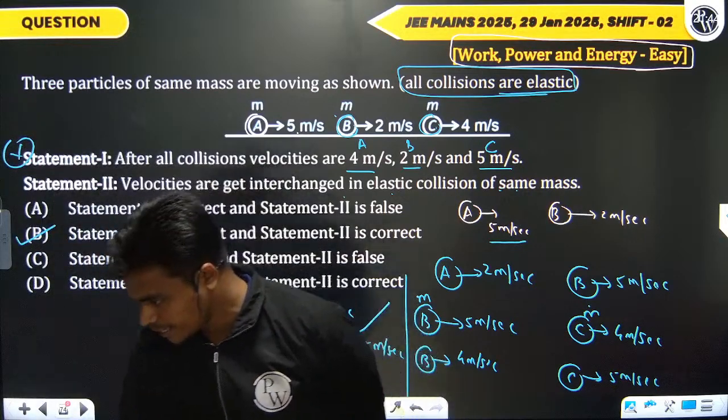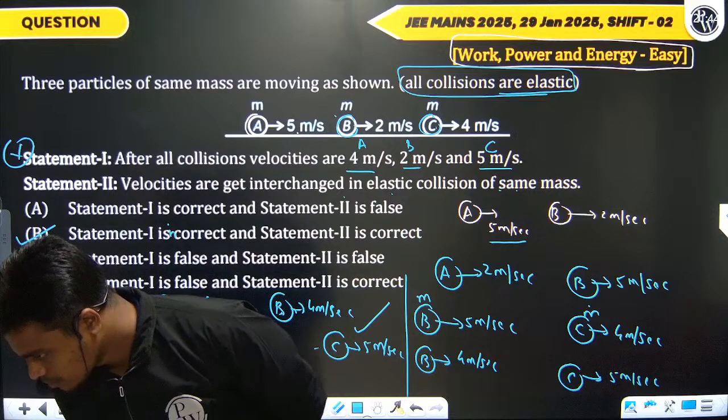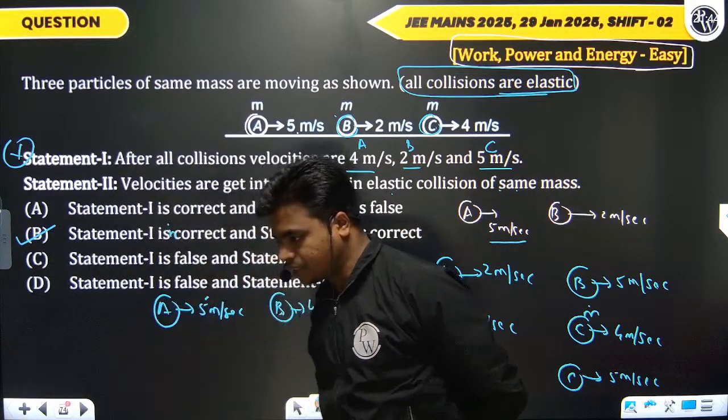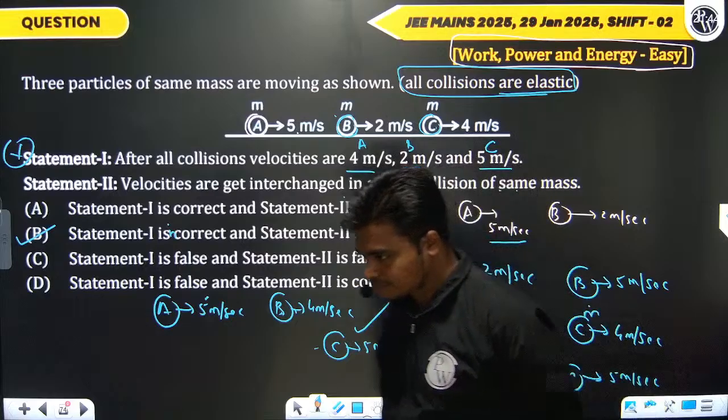Yes, so Kaushik has got the right answer. Yes, answer is option B. Kaushik, your answer is correct.